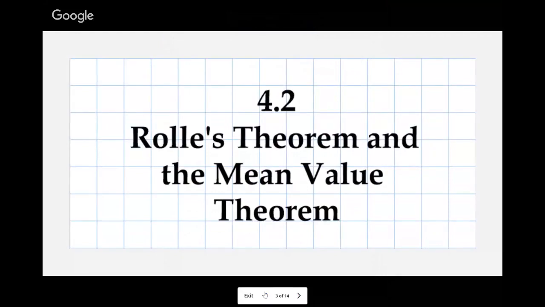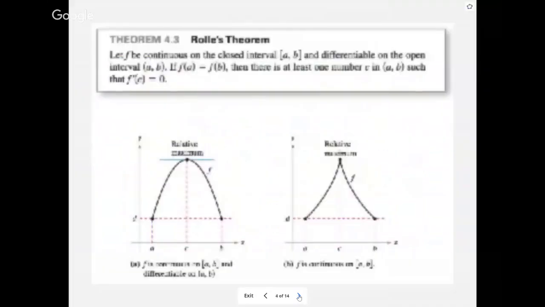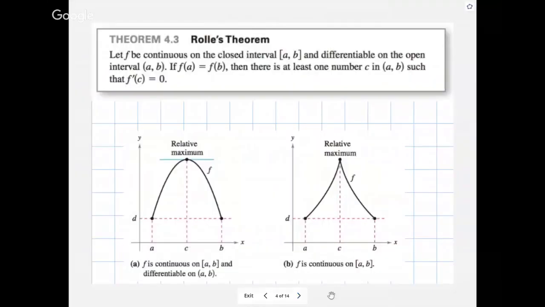In this lesson, there are 2 theorems we're going to take a look at. One's called Rolle's theorem, and the other one's called the mean value theorem. They're alike, and so they really fit together. So here's Rolle's theorem.